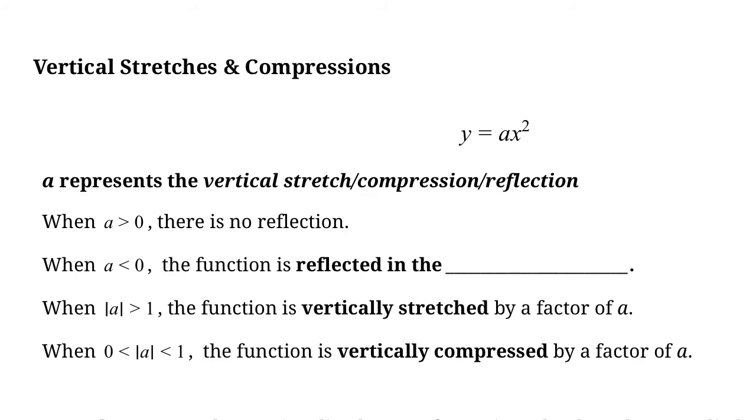So we've looked at h and k and seen how they represent horizontal translations and vertical translations. The last piece of the puzzle is to look at the a value. Now, the a value is going to correspond to a vertical stretch or a vertical compression.